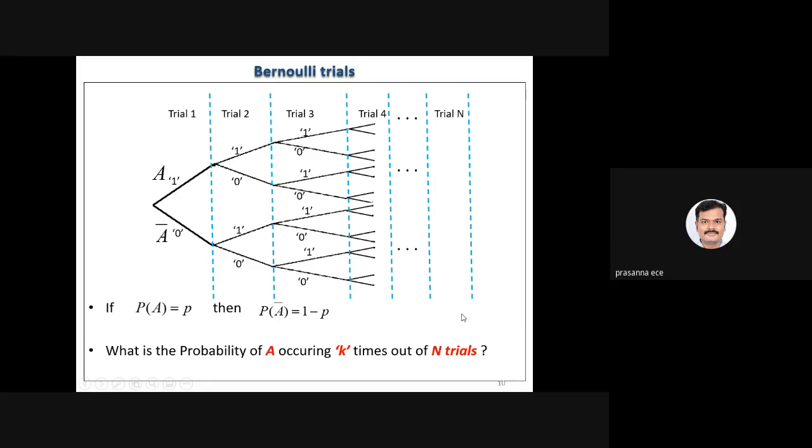Okay, so now a question of practical importance is, what is the probability of A occurring k times out of n trials? A Bernoulli trial is a random experiment model. So a result of practical importance using this model is asking the question, what is the probability of A occurring k times out of n trials?